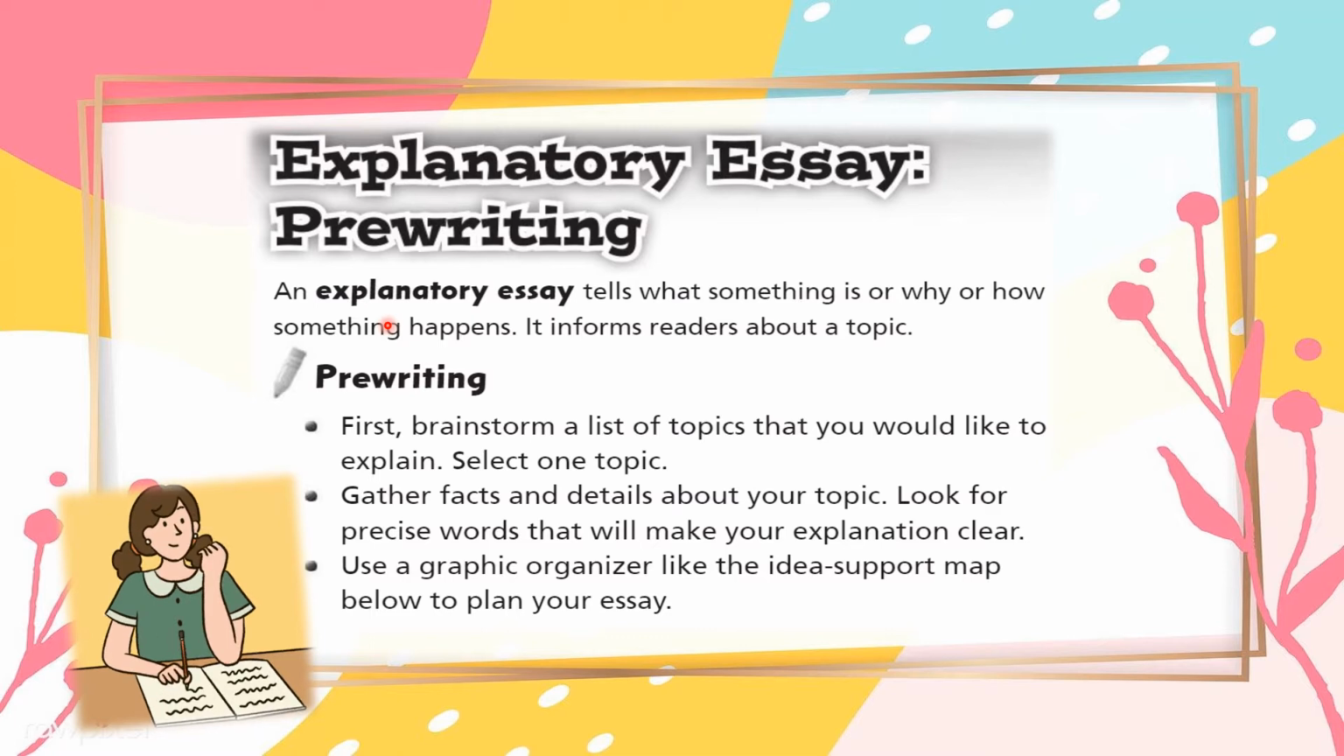on a certain topic. So the first step, as we have mentioned, is to plan for the essay or to do pre-writing. So how do we do pre-writing? First, we will brainstorm a list of topics that we would like to explain. So select one topic. Later, we will go through how we can brainstorm for topics when we need to plan for an explanatory essay. Second is we have to gather facts and details about the topic.